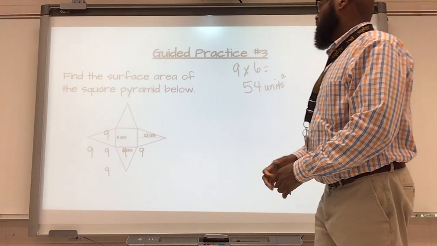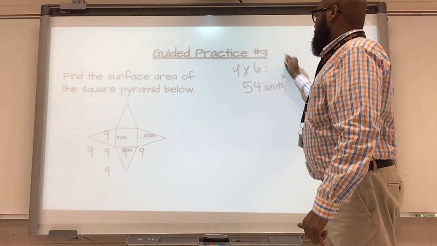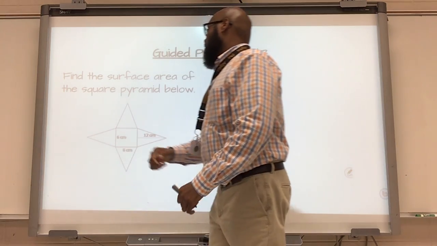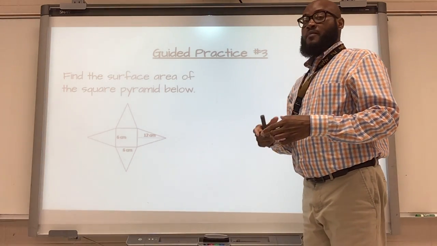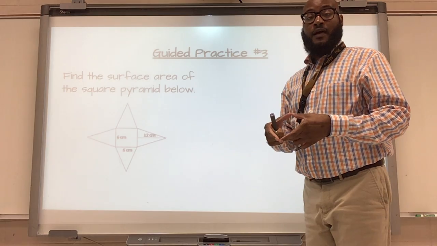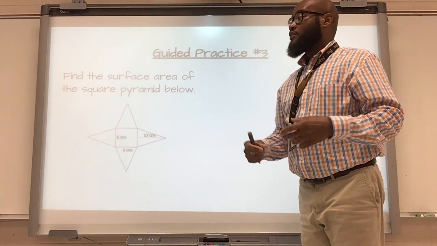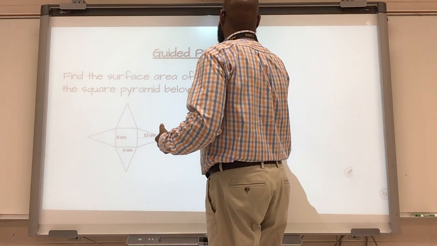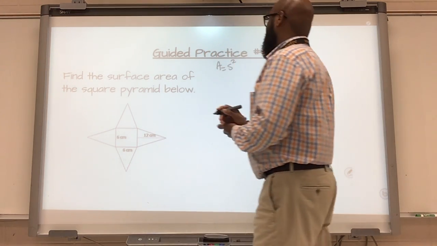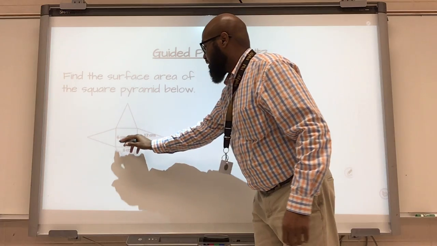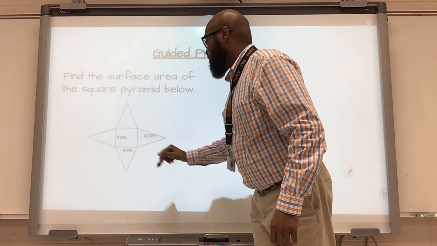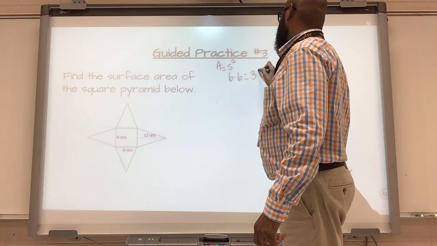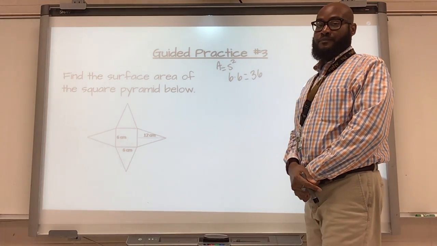On the next one, it asks us to find the surface area of the square pyramid. A square pyramid has a square on the bottom and triangular sides, so we must use both of those formulas. The area for a square is side squared. So this is 6, that's 6. We take 6 times 6, that gives us 36 for the square.